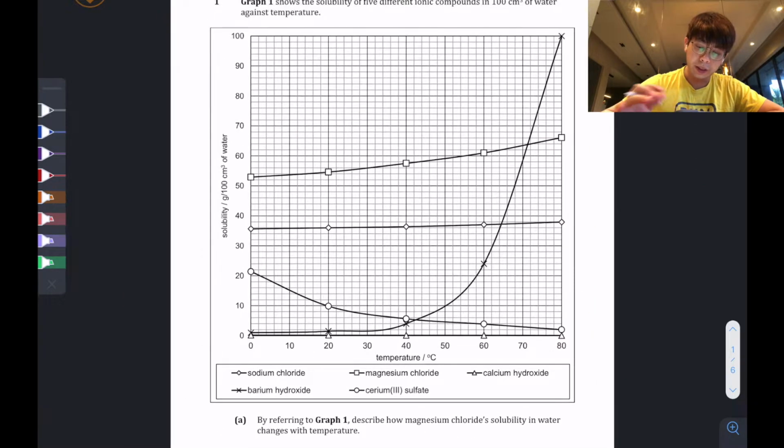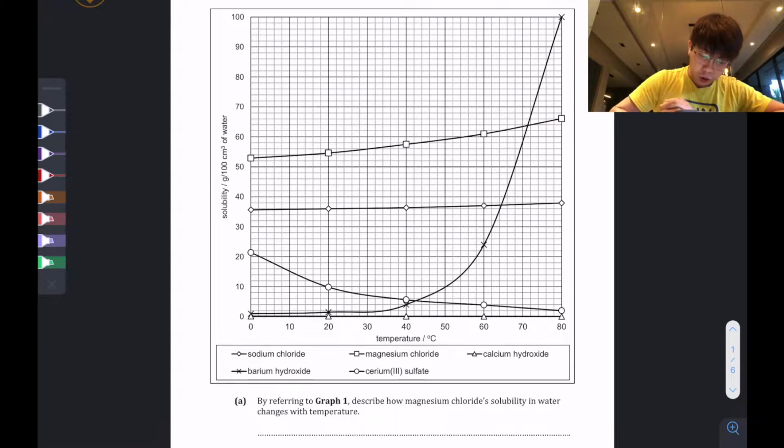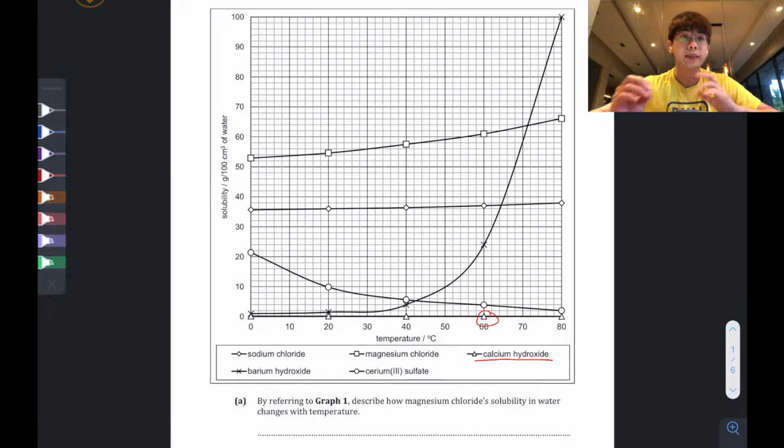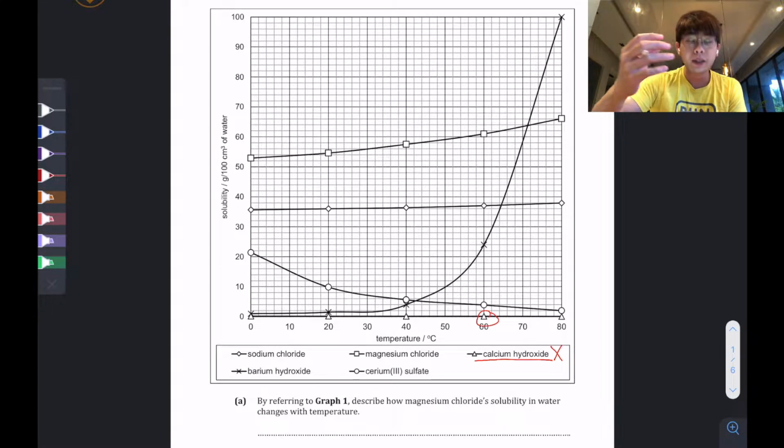So over here, let's look at the triangle. Calcium hydroxide is insoluble, so it cannot form a solution. So that's the first one. Calcium hydroxide cannot be purified by crystallization. The next thing: crystallization is a process in which you heat up the liquid first, try to dissolve as much as possible, and then let the liquid cool down.